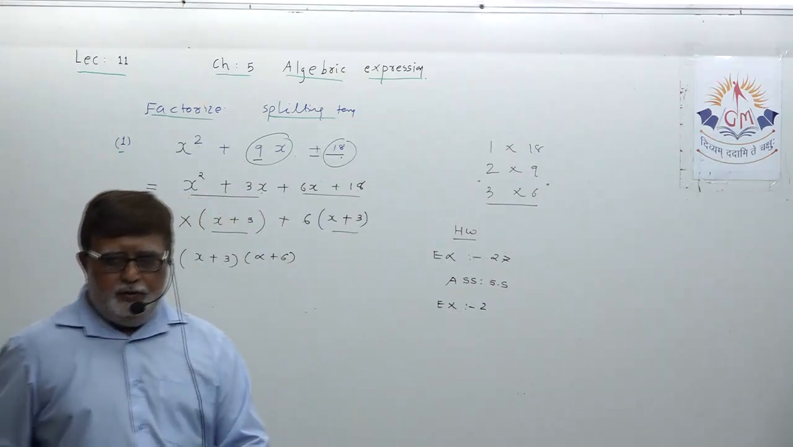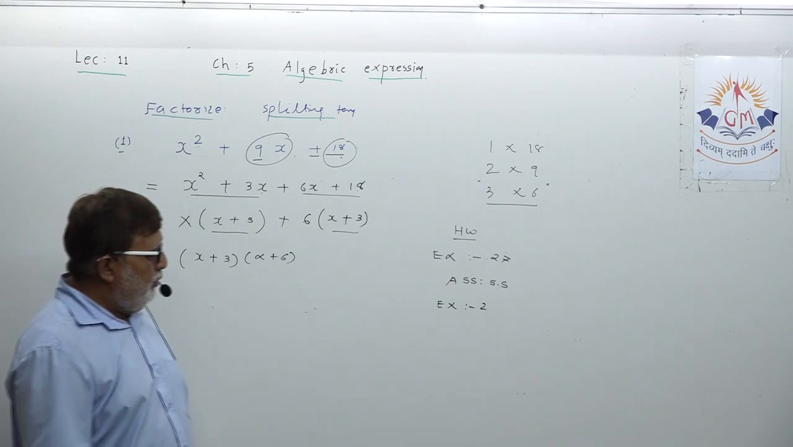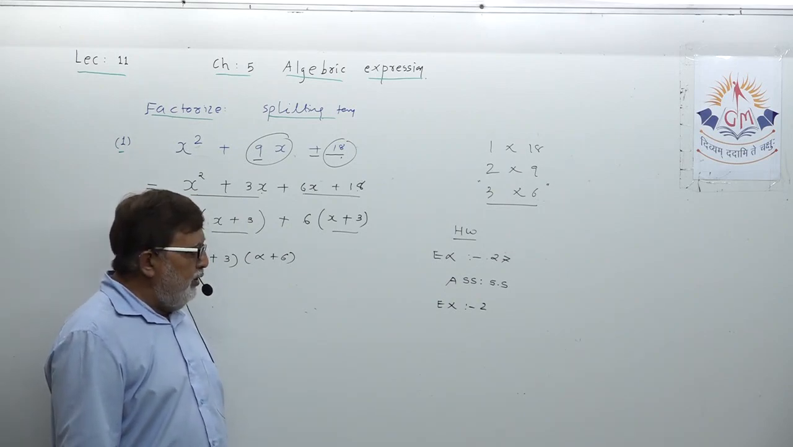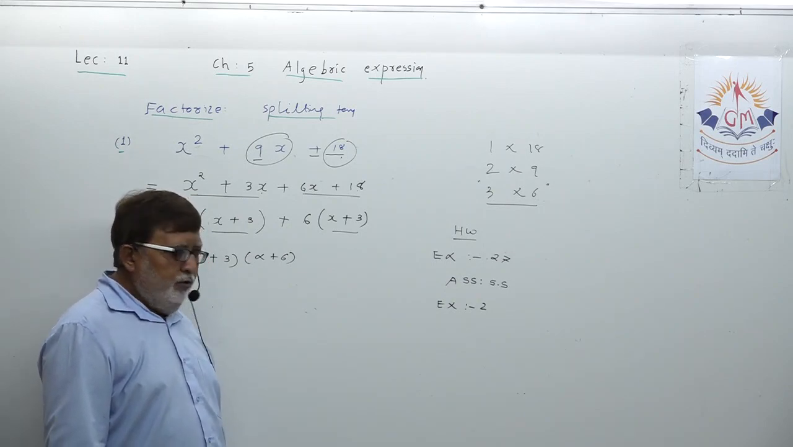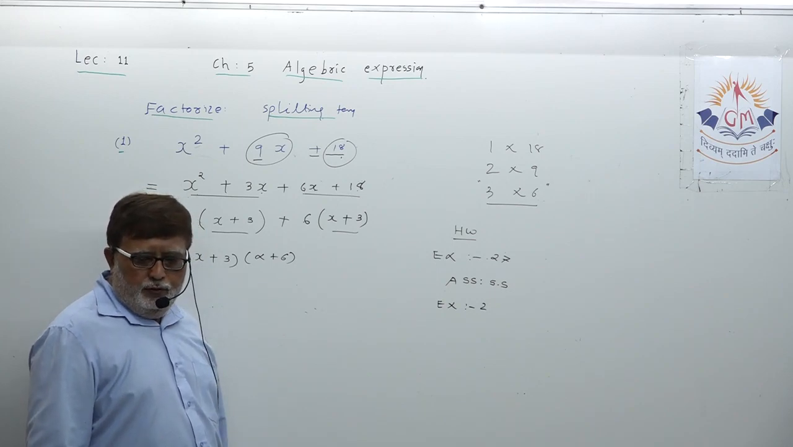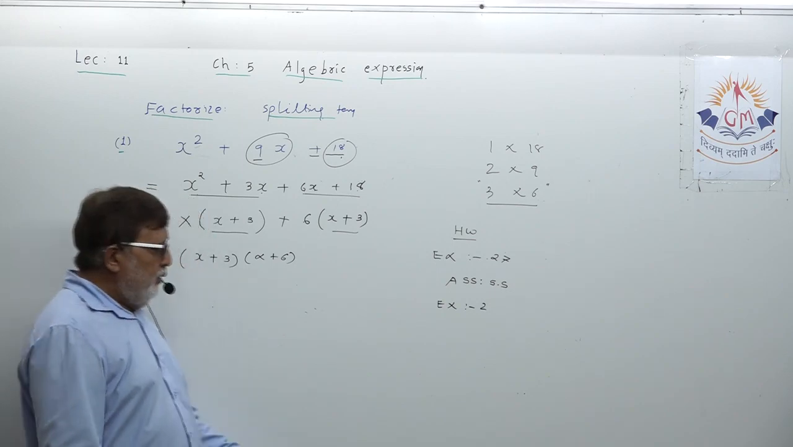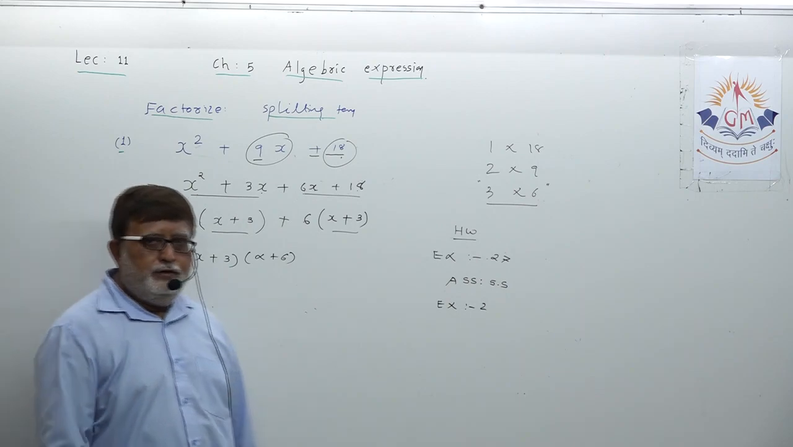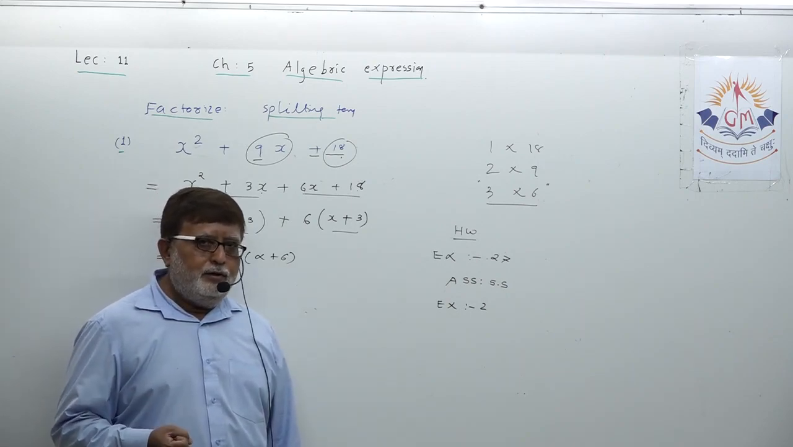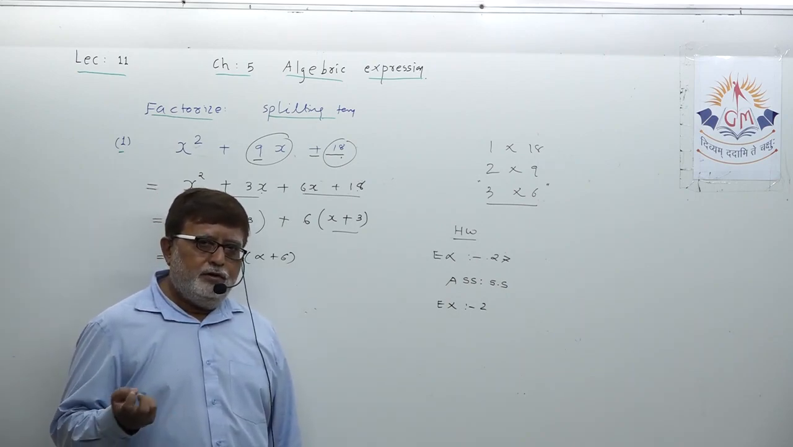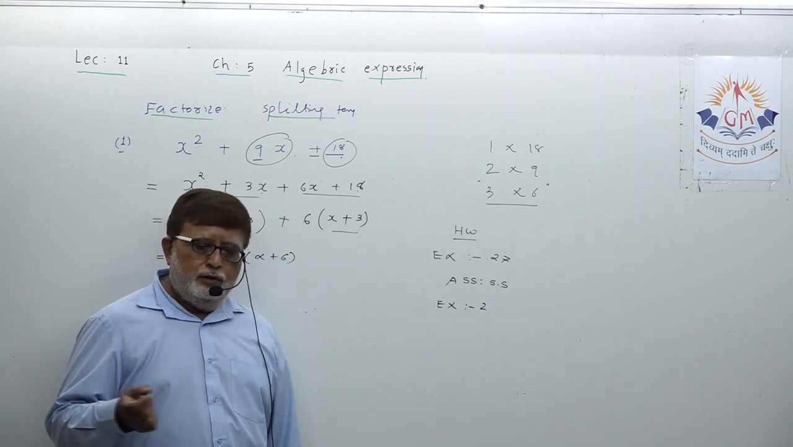Illustration, that means example 27, and from assignment 5.5 you will do example 2 completely. This is homework for today's lecture. We will continue the practice of splitting term method more in our next lecture.